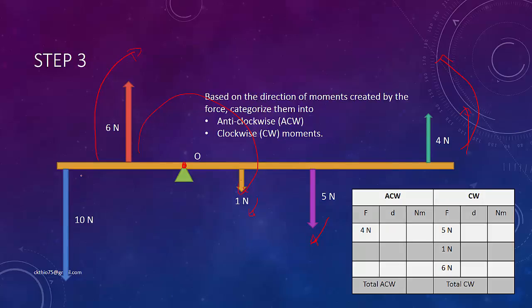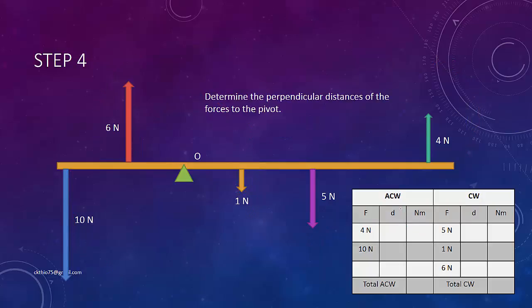And similarly, 10 Newton is causing the spin this way. It is under the anticlockwise. So you need to be able to classify, based on where the pivot is, whether the force is anticlockwise or clockwise. So then next, determine the perpendicular distance for each of the forces to the pivot.